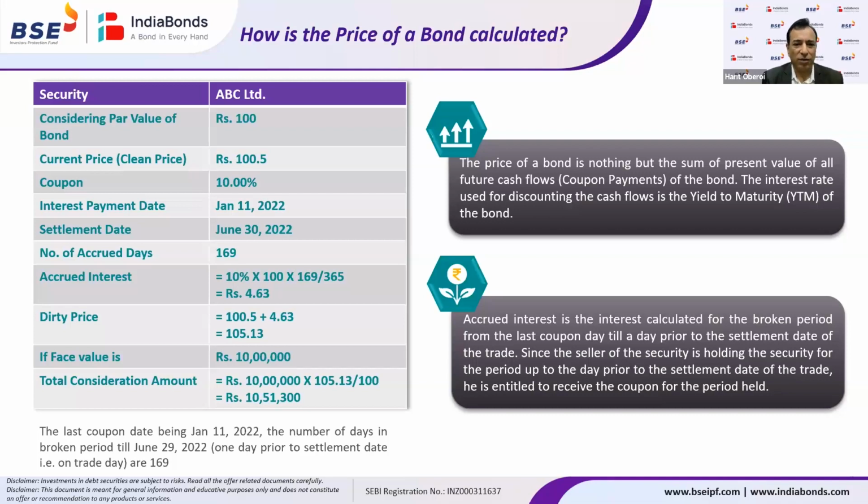So the total consideration amount, the total amount which I have to pay, is face value of the bond into price of the bond divided by 100, that is, dirty price divided by 100. So I am paying 10,51,300 rupees. But 46,300 rupees will be back to my account as an interest component at the end of the interest payment date.